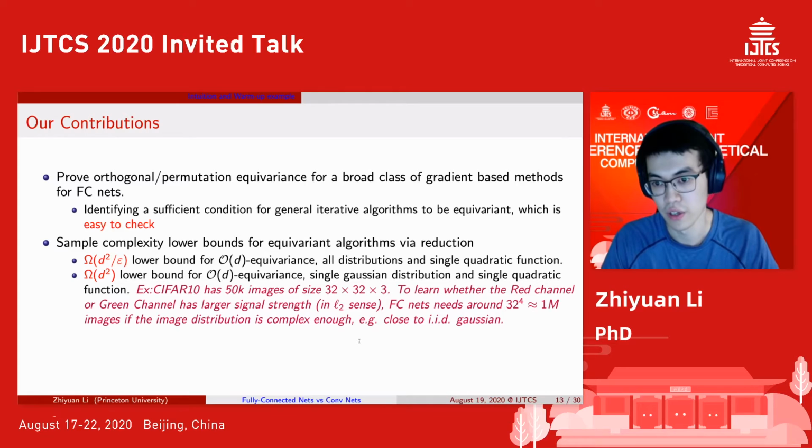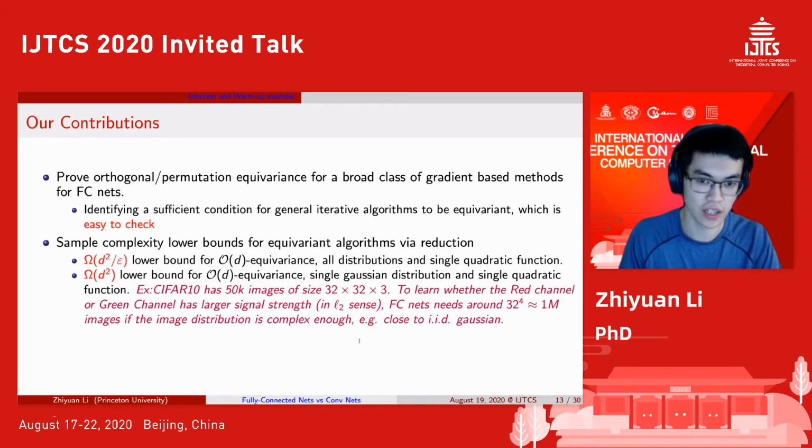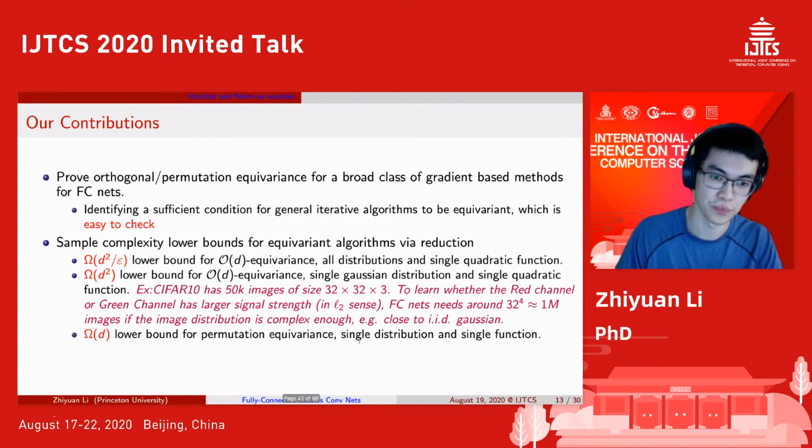Our theorem says that to learn whether the red channel or the green channel has larger signal strength in the sense of L2 norm, fully connected neural networks need around 30^4, which is approximately 1 million images, if the image distribution is complex enough. For example, Gaussian or close to i.i.d. Gaussian. So this 1 million is very huge. And if you switch to larger datasets such as ImageNet, each image also has more pixels, so the required number of images will be even larger.